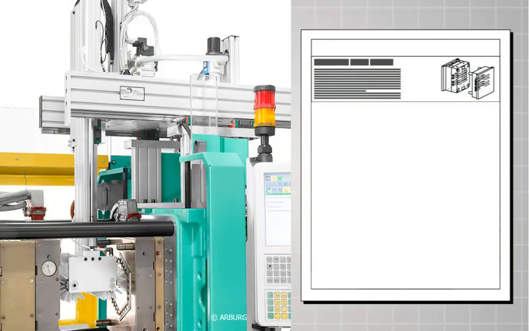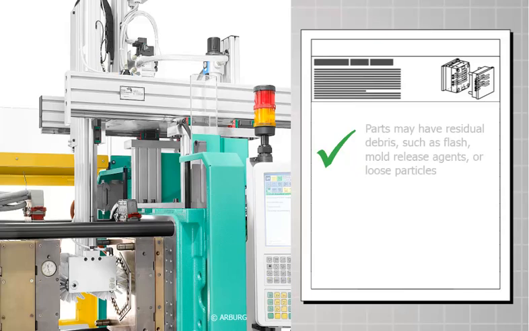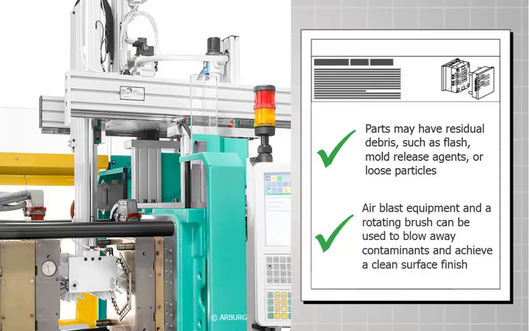Part cleaning. After the molding process, parts may have residual debris, such as flash, mold release agents, or loose particles. Air blast equipment in combination with a rotating brush can be used to blow away these contaminants and achieve a clean surface finish.